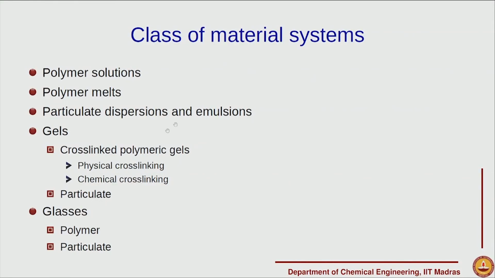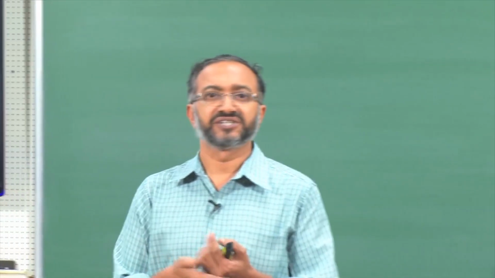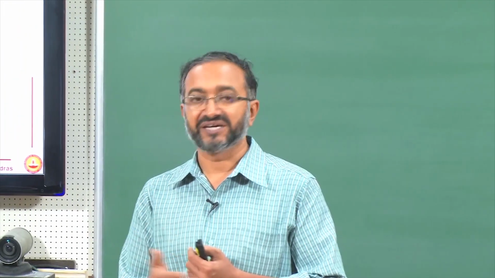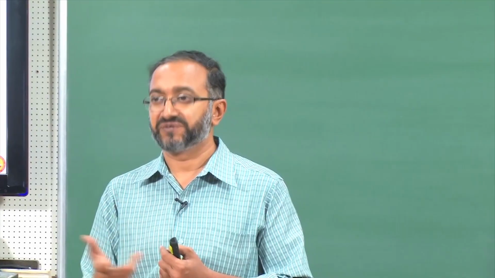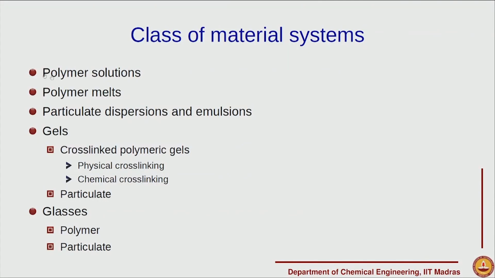And then we have a large class of material systems called gels. The idea of a gel is what we see, for example, in the kitchen with a jelly. It is largely solid like material, but it seems to be very soft. So it is a soft solid material, and gels can in fact be made from polymers as well as particles. So soft solid gel like systems are another class of material systems, and then finally we have glasses.